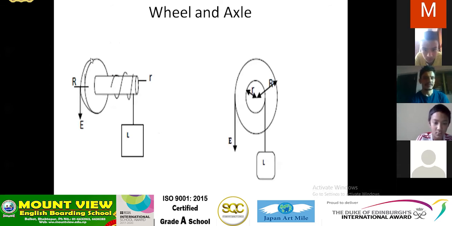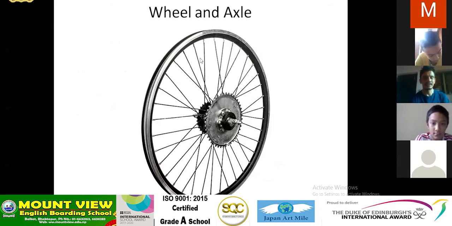Okay, this is one cylinder, the big one, and the other one is the small cylinder. These two cylinders are joined to each other. All right, you can see the next figure here. This is the rim of the bicycle.